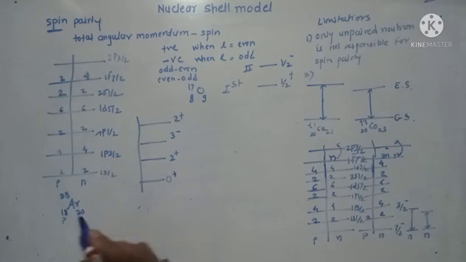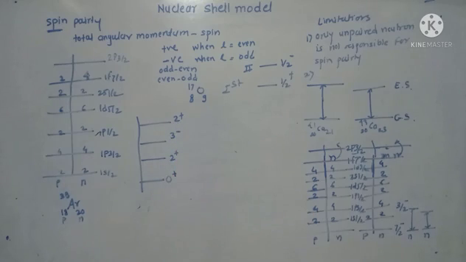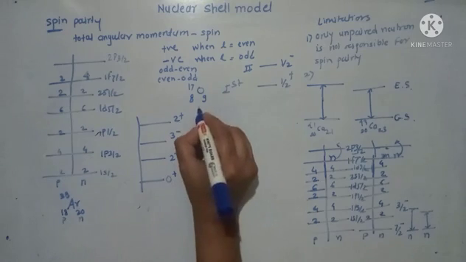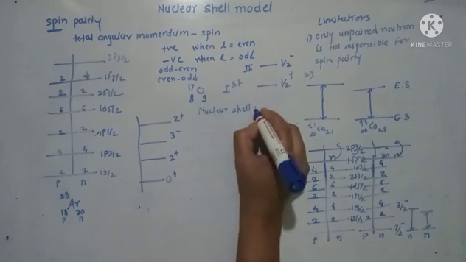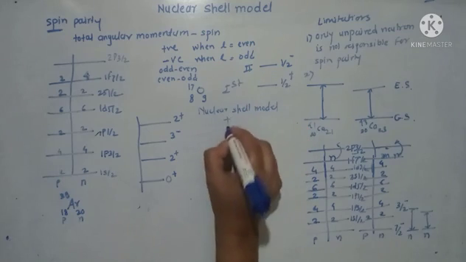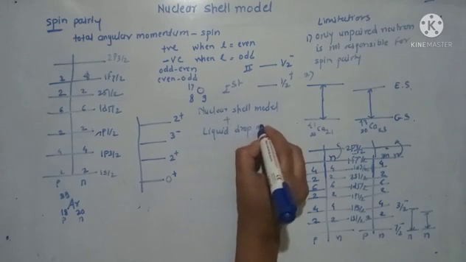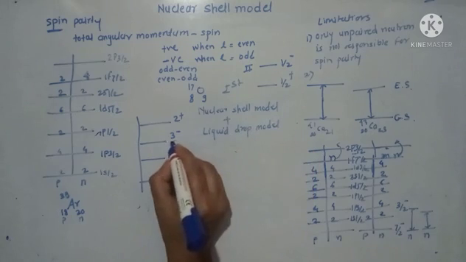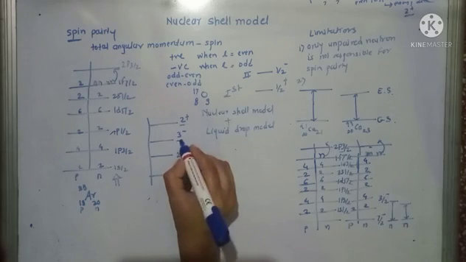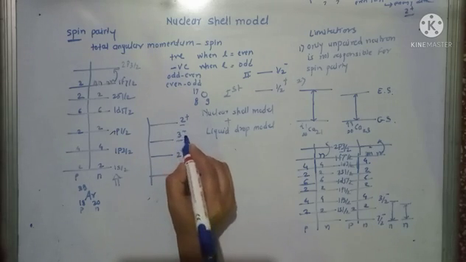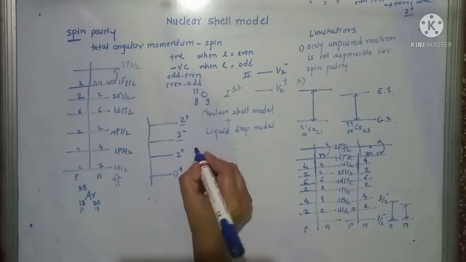By using the nuclear shell model alone, we cannot explain these energy levels like 3 minus and 2 plus, but when we combine the nuclear shell model along with the liquid drop model, we can explain these excited states like 3 minus and 2 plus. The spin parity 3 minus can be explained by the jumping of the neutron from 1f7/2 to 2p3/2. And how is it written?